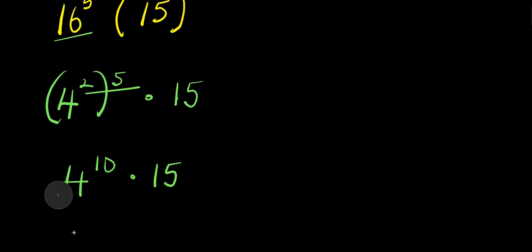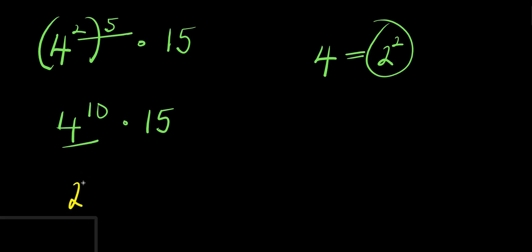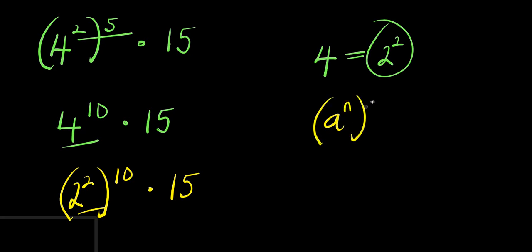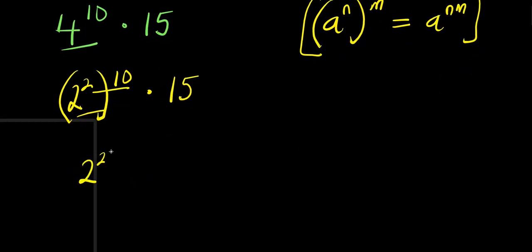Remember, this is 4. So from here, we need to find the value of 4 power 10. And don't forget, 4 is a perfect square, which is 2 power 2. I can replace it here. I have 2 power 2 raised to the power of 10 times 15. So don't forget, a power m raised to the power of n equals a power m times n. So this multiplies out. We have 2 power 20 times 15.